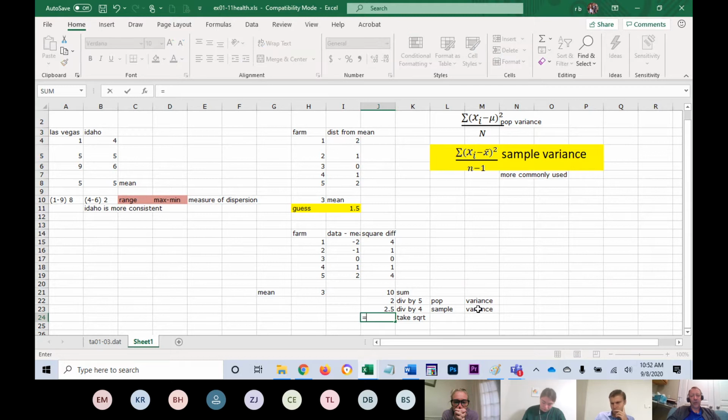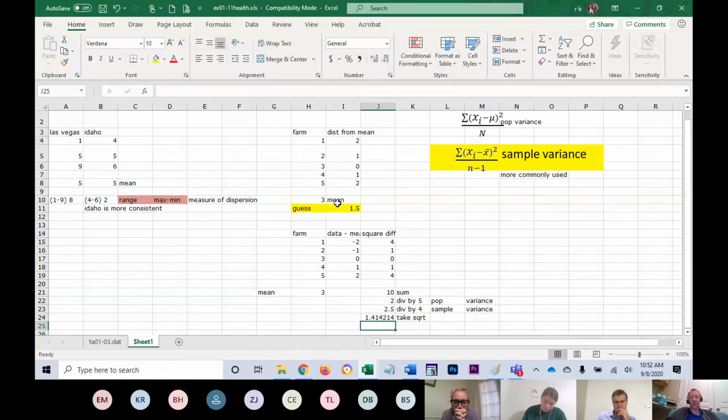So if I do the square root of 2, okay? Now remember that Sam had originally guessed 1.5. The square root of 2 is 1.41. So you can see Sam's guess was really close, okay?